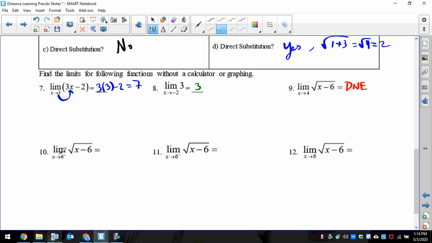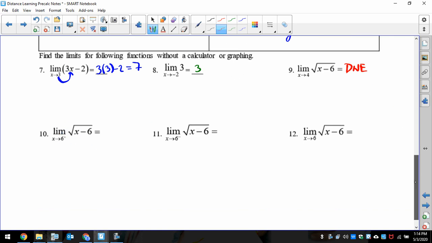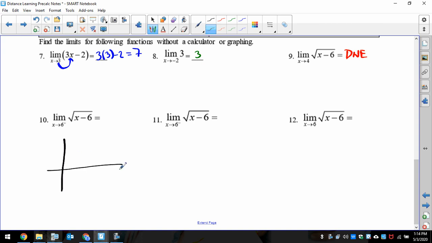Here, now this one is on the edge case, and it's probably easier if you just look at a graph. So let's do a real quick graph. This is a shift to the right by 6 of our square root function. So here's our square root function. And we want the limit from the left of 6. This one's actually from the right of 6. So coming from the right of 6, we want to follow the graph. And it's getting closer and closer to 0. Now coming from the left of 6, that's for number 11, there is no function. It's not even defined over here.